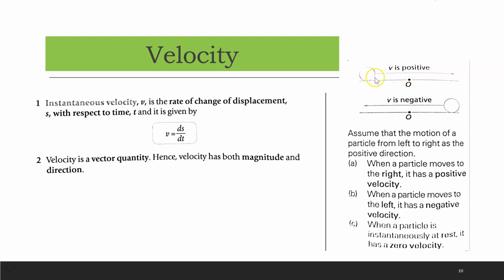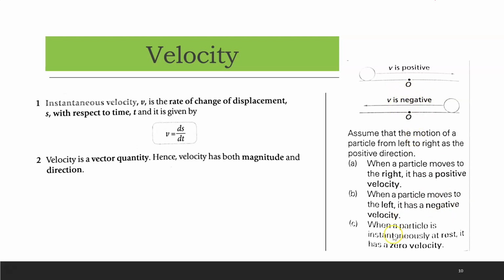Let's say if the particle moving from the left to the right, daripada kiri ke kanan, kita kata dia ada positive direction. Okay, and when it has a positive direction, it will also have positive velocity. So kalau dia bergerak dari kiri menuju ke kanan, you have positive velocity. But when you are moving from the right towards the left, bergerak dari kanan ke kiri, so your velocity is negative. Okay, so you have negative velocity.